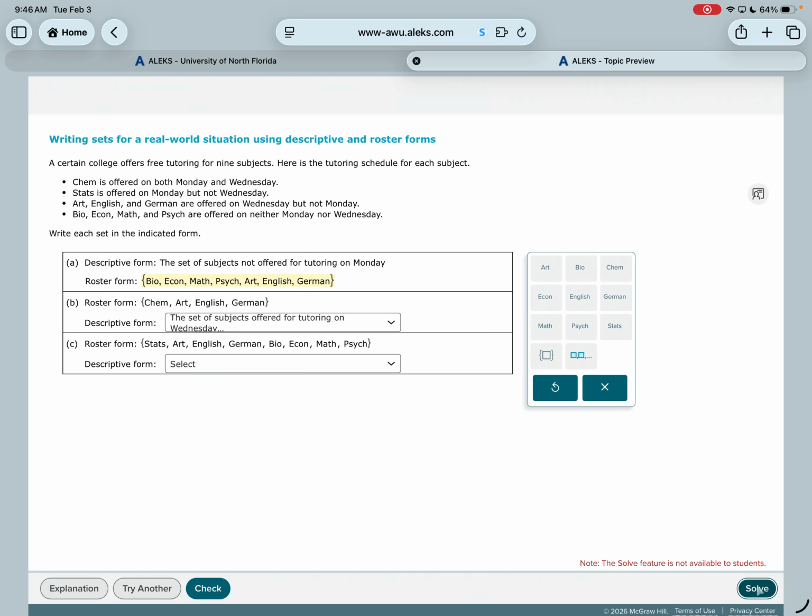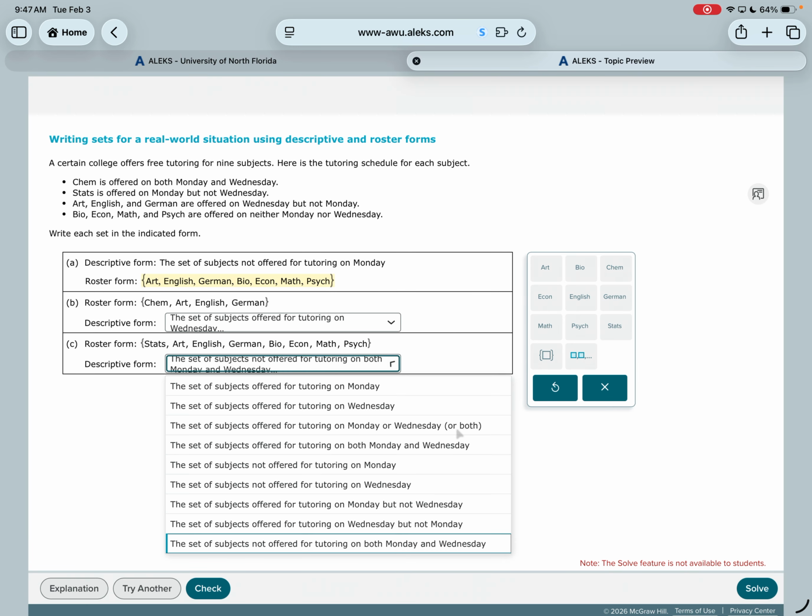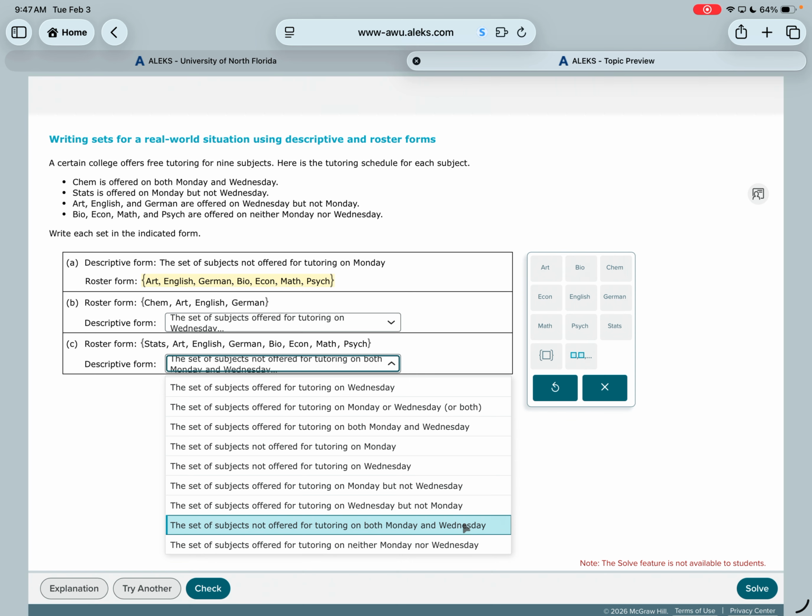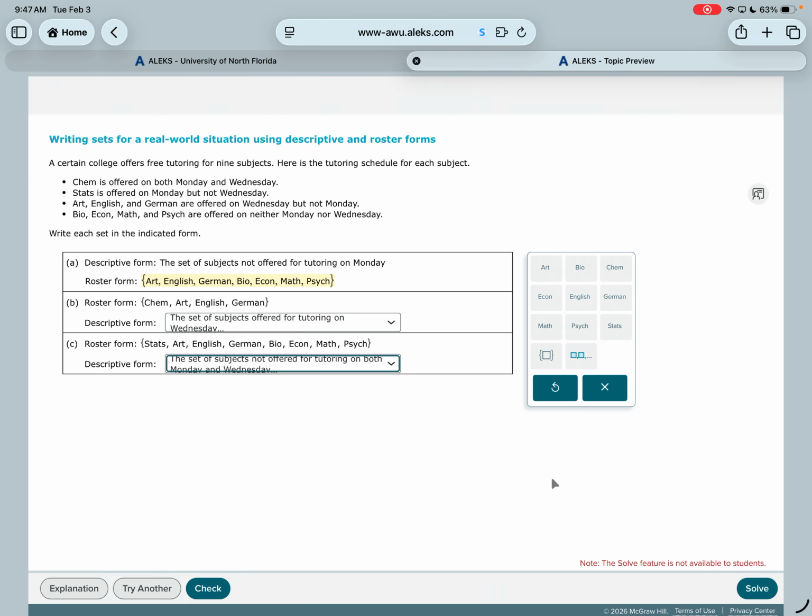What are they going to say is the answer? Good thing I got a solve button here. Oh, did I not scroll down far enough? The set of subjects not offered for both Monday and Wednesday. Does that make sense? I just skipped that one, I guess, because you got the not and the both. So these are not offered on Monday and Wednesday. So that's the only thing that would fit that one. So yeah, you got to be careful finding those nots and the both. So those are not offered on both days. Whew, okay.